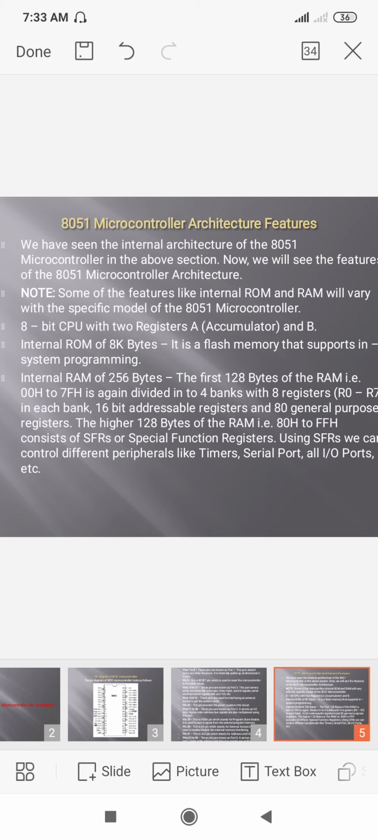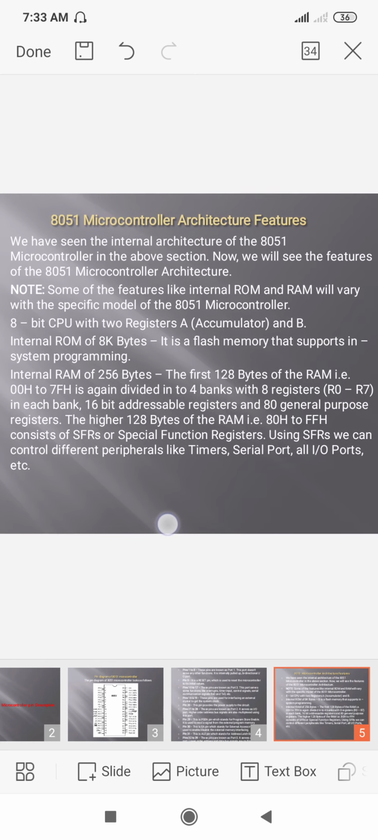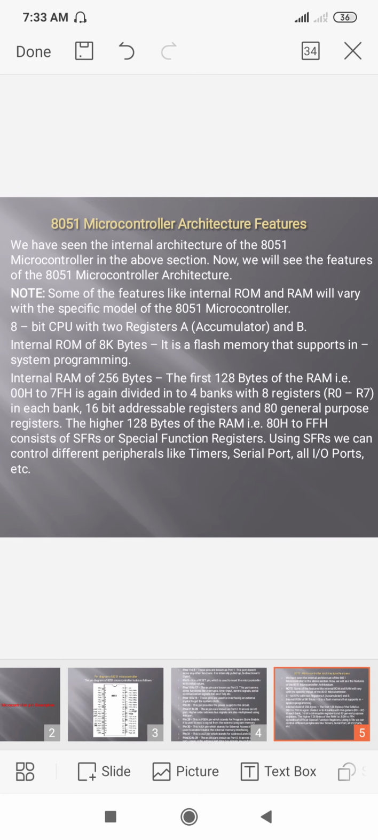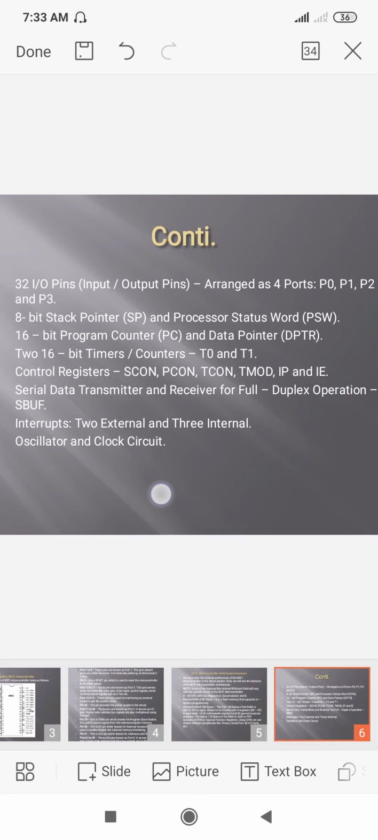The first 128 bytes of the RAM, that is addresses 00H to 7FH, are divided into 4 banks with 8 registers, R0 to R7, in each bank, plus 16 bytes of bit-addressable registers and 80 general purpose registers. The higher 128 bytes of the RAM, addresses 80H to FFH, consist of SFRs, or special function registers. Using the SFRs, we can control different peripherals like timer, serial port, or input output ports. There are 32 input output pins arranged as 4 ports: P0, P1, P2, and P3.